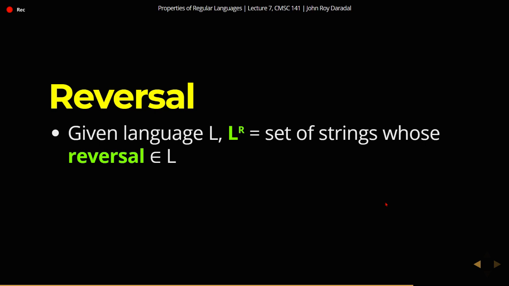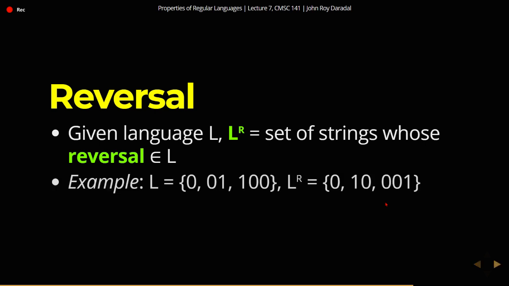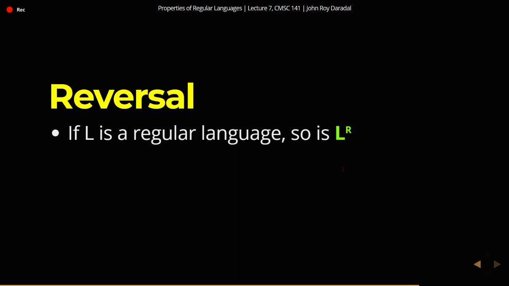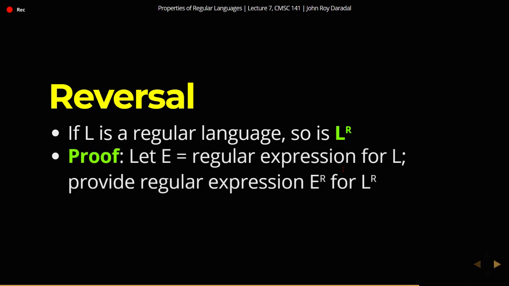For reversal, given a language L, the reversal of this language is the set of strings obtained by reversing each string in L. For example, if your language is 0, 0, 1 and 1, 0, 0, the reversals of these strings would be 1, 0, 0 and 0, 0, 1. Those are the strings in the reversal of the language. If L is a regular language, so is its reversal, L sub R. The proof can be seen using its regular expression.